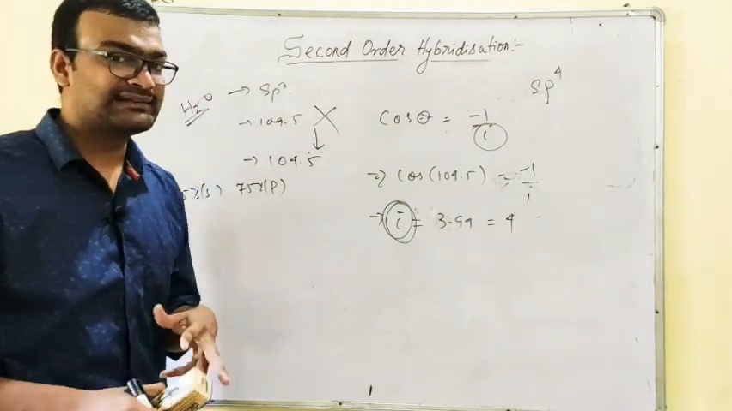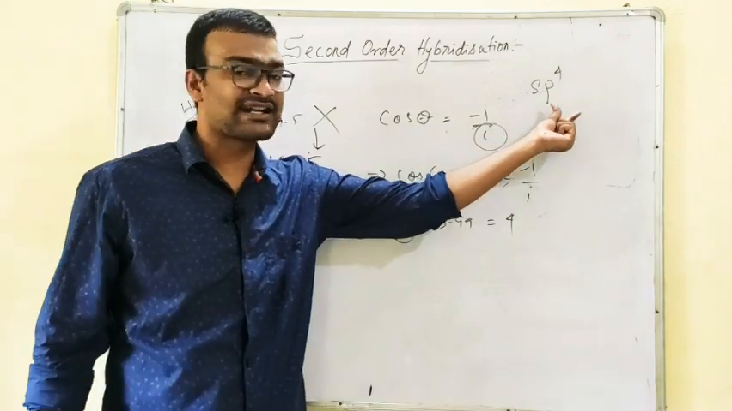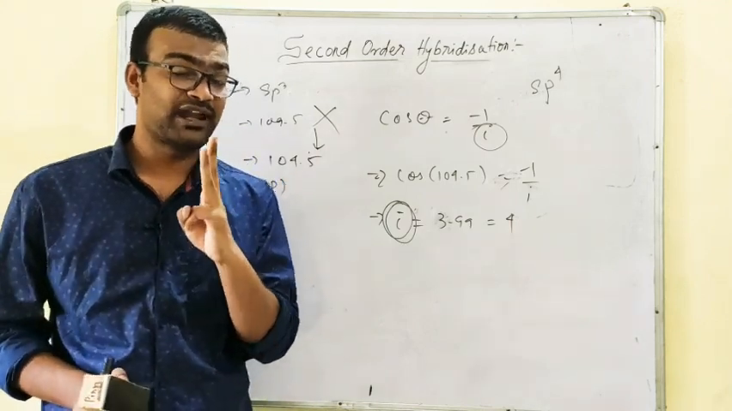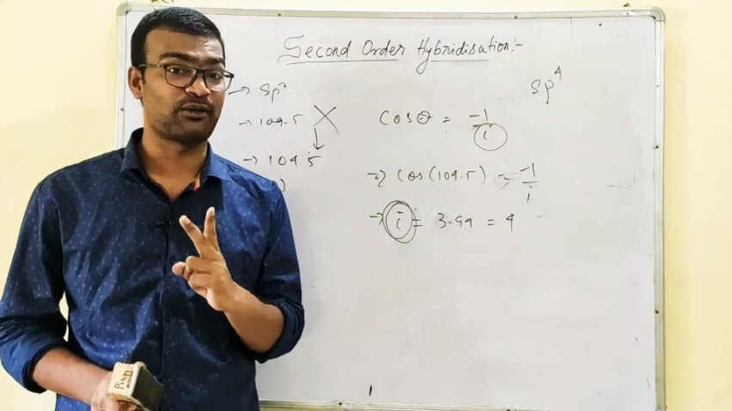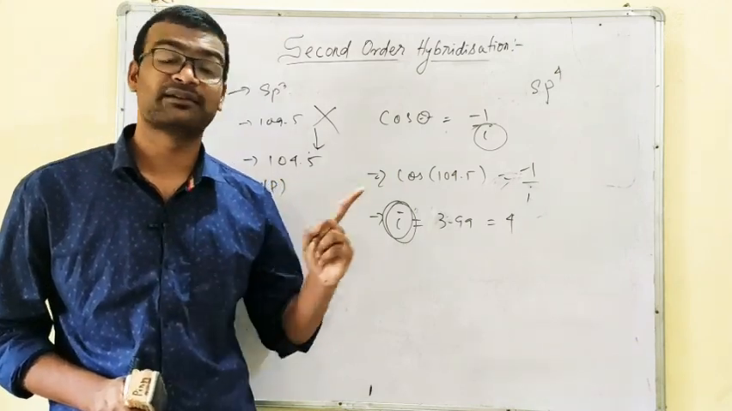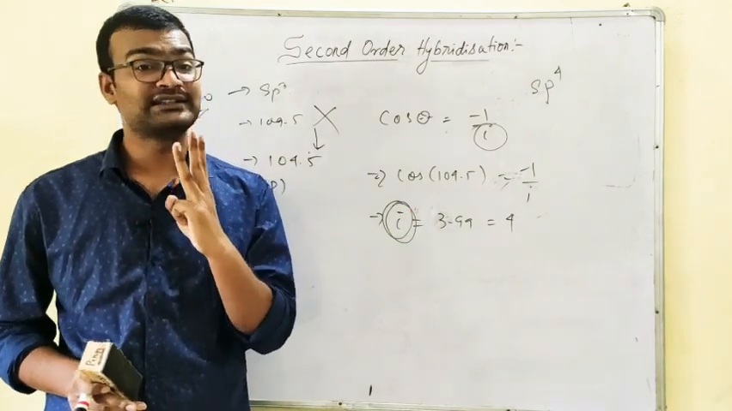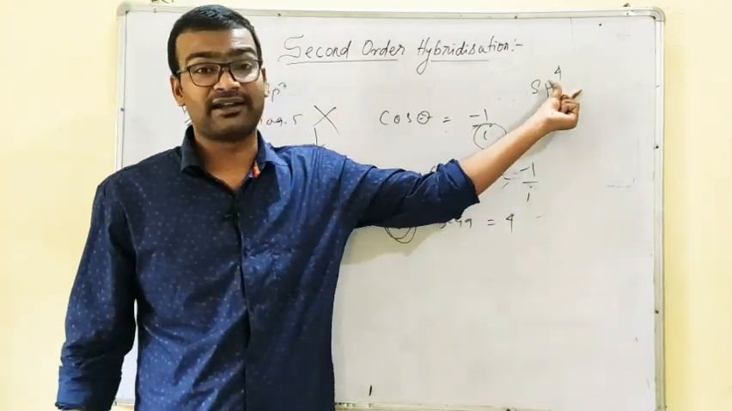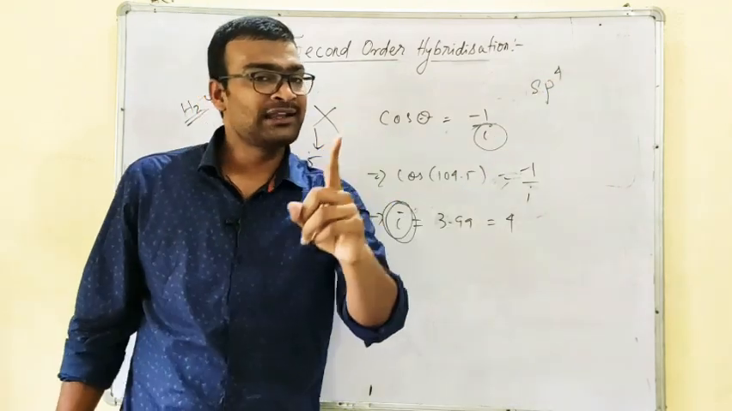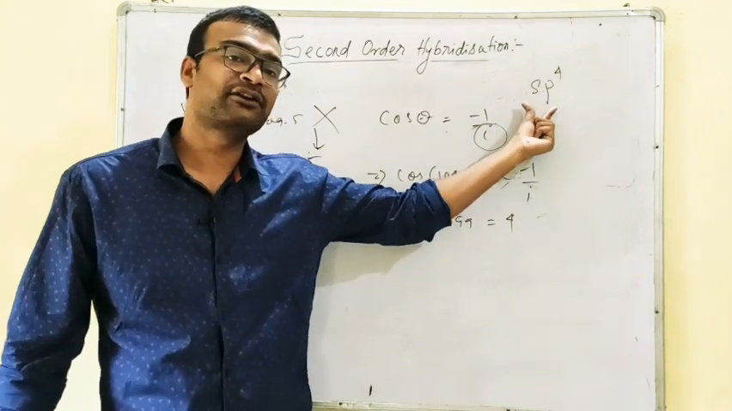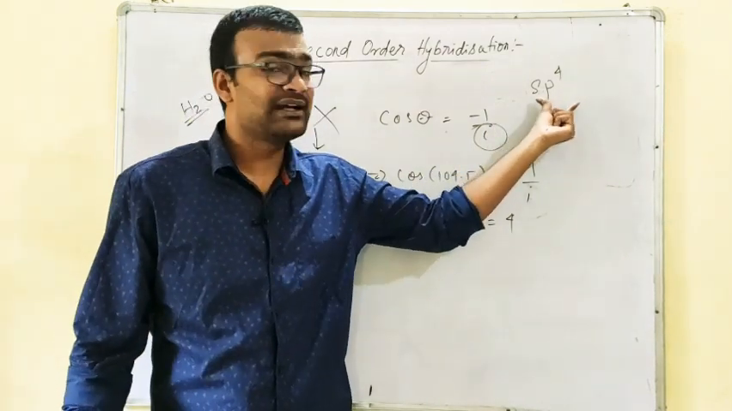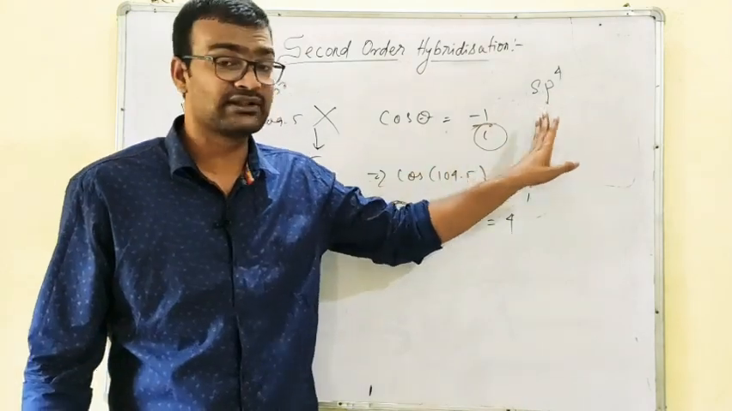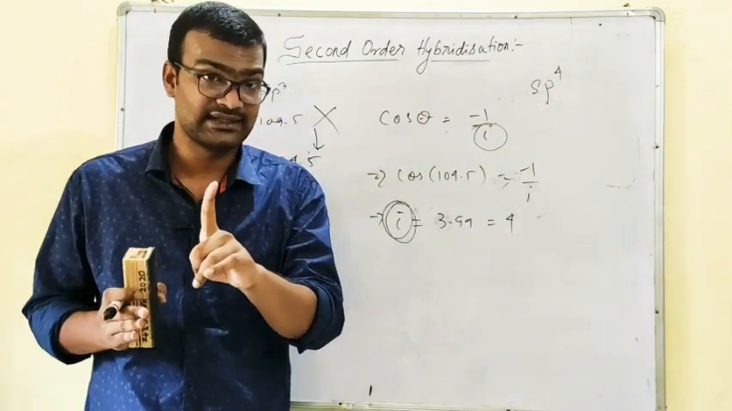Now you might be wondering, is it possible to have an extra p orbital participating in hybridization? Because we know there are only three p orbitals available in the p subshell, there is no fourth p orbital. There are only px, py and pz. So where does the fourth orbital come from? One thing I want to clear: that's why it is second order hybridization, not a general hybridization. It does not mean there is participation of a fourth p orbital and 1s. It is not like that.